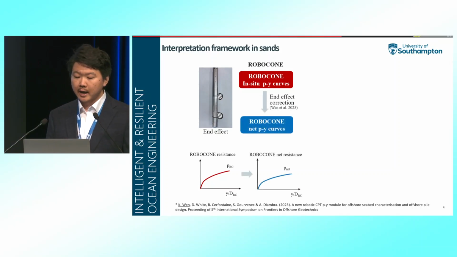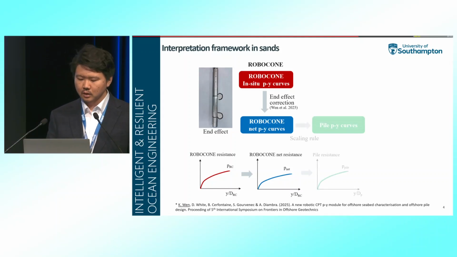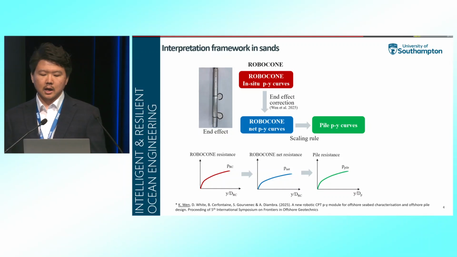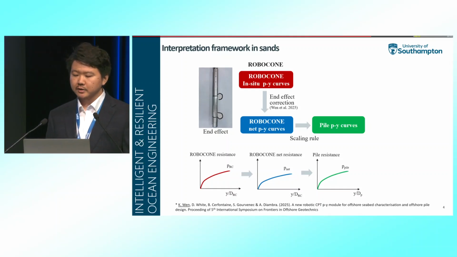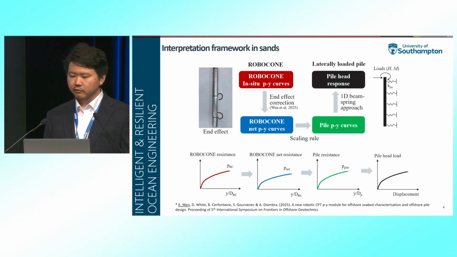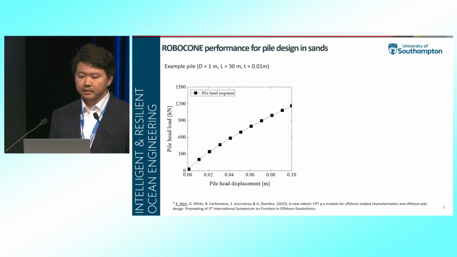So we have developed an end effect correction model to effectively remove the end effect and yield the so-called RoboCon net PY curves. Afterwards, we also developed a scaling rule, which correlates the RoboCon failure mechanism to the pile failure mechanisms to obtain the pile PY curves. And as long as the PY curves are available, designers can use any beam spring analysis program to design their laterally loaded piles. Regarding the performance of the interpretation framework, let's have a look at the example pile here.